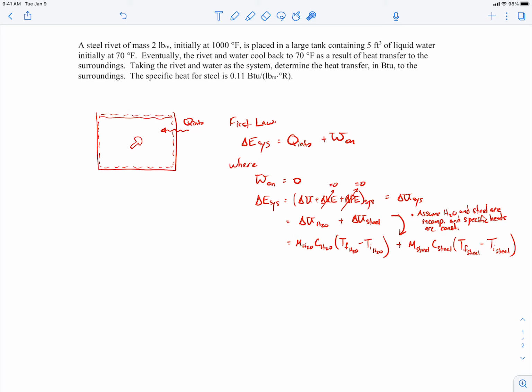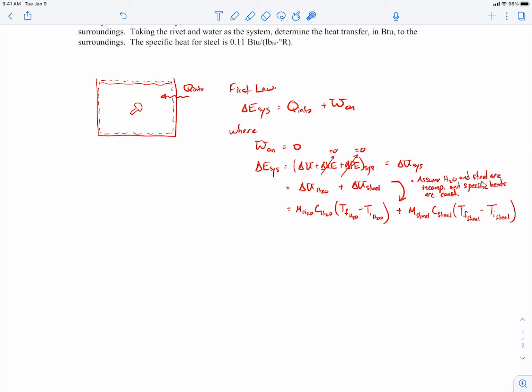As far as assuming that the specific heats are constant, that one's a little more questionable, especially for the large temperature difference for the steel. Initially that's at 1,000 degrees Fahrenheit and it goes down to 70 degrees Fahrenheit. So that's a pretty big temperature range. So assuming that steel specific heat is a constant is a little more questionable. We're still going to make that assumption here, but we have to recognize there's going to be some error as a result of that assumption. So just recognize that, but we'll assume it's constant for this problem. The other thing is the heat into the system. That's a question mark. That's what we're trying to solve for.